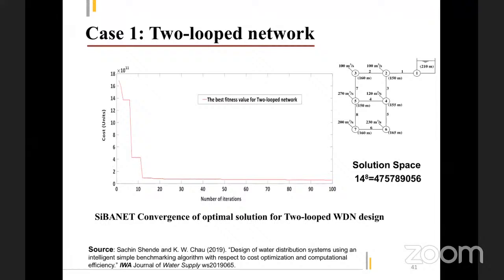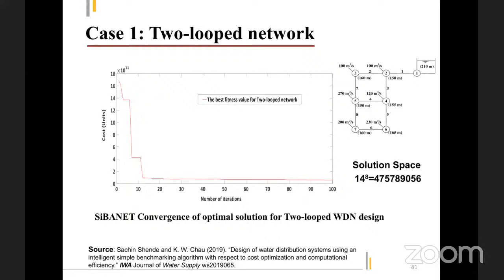A small-size two-loop network, or TLN, is used here to test SIBANET. Referring to this layout, all these eight links are of 1,000 meters each. 14 discrete diameter sets are available for each pipe. Therefore, a search space consisting of 14^8 design combinations is available for optimization. At each node, EPANET handles demand and pressure as a decision variable implicitly, whereas SIBANET works explicitly over eight pipes for the optimum network.